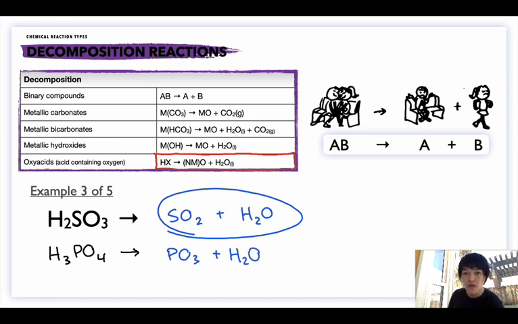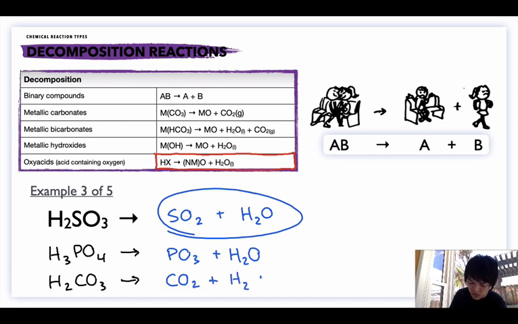Okay, I'll just do one more example just so that you really understand this. Let's say that we had carbonic acid, which is an oxyacid, H2CO3, and that means that it will decompose into two things. The first thing is our nonmetal oxide, CO3, except one less oxygen would be CO2, and water would be the second product. Okay, so hopefully with these multiple oxyacid examples, you understand it a little bit better.